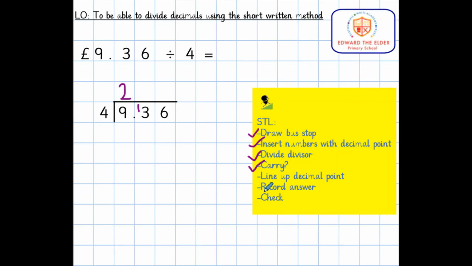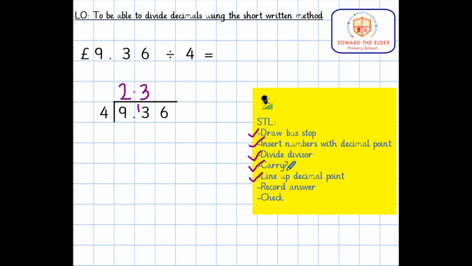Very important, this next part. We haven't had to do this before. Line up the decimal point. This is vital because if you don't line up the decimal point, our answer will be incorrect. So, 13 divided by 4. How many 4s are in 13? 4, 8, 12, and that's 3.